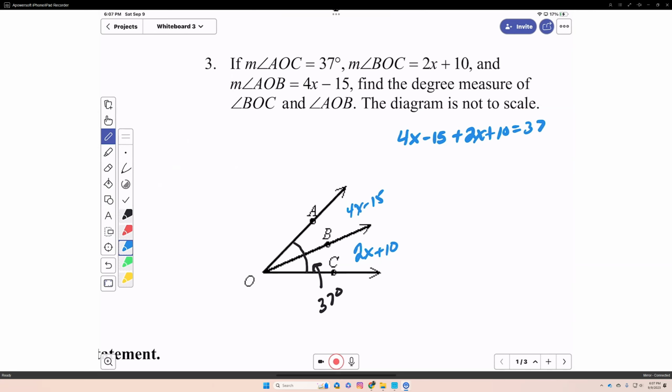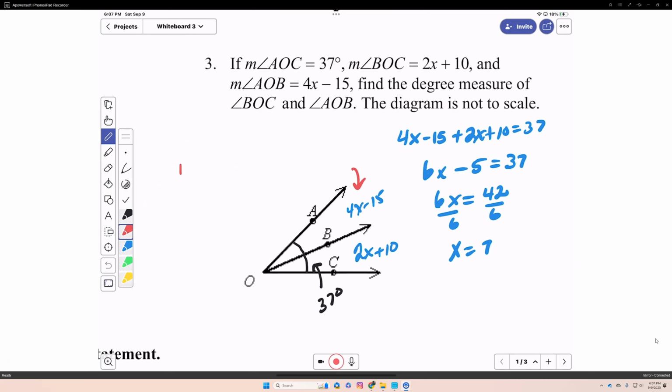So you're going to have to solve an equation. So you have 6x minus 5 equals 37. And then we have 6x equals, we're going to have to add 5 to both sides, so it's 42. Divide by 6. So x is equal to 7, but that's not what they're asking for. They want to know what the angle of each of them are going to be, so you're going to have to substitute into this equation.